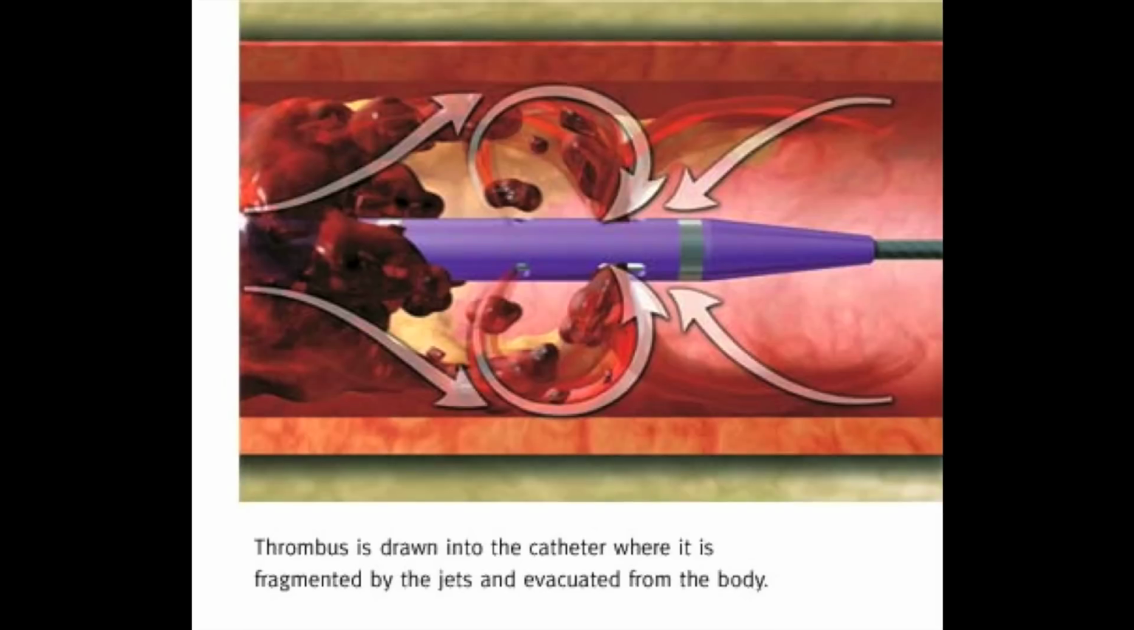Another therapy is the AngioJet rheolytic mechanical thrombectomy, which employs a device that essentially employs suction. So the thrombus is drawn into the catheter, where it's fragmented by these small jets that come out of these side ports that you can appreciate on this diagram. And ultimately, the thrombus that's broken down is suctioned in and is evacuated in the body.